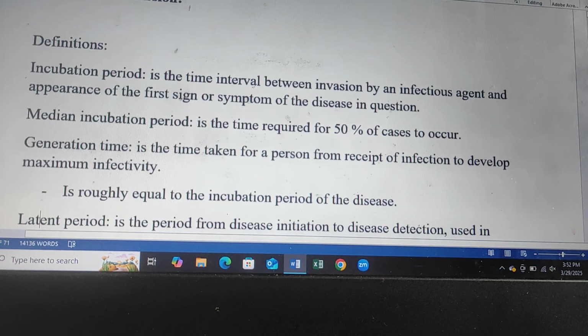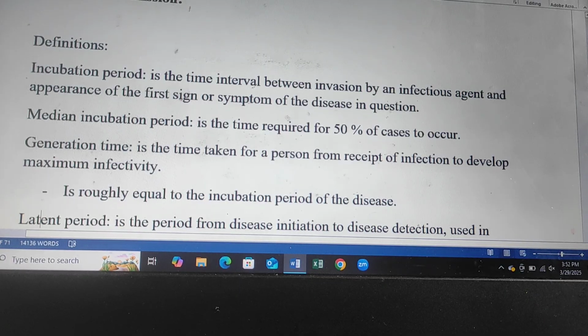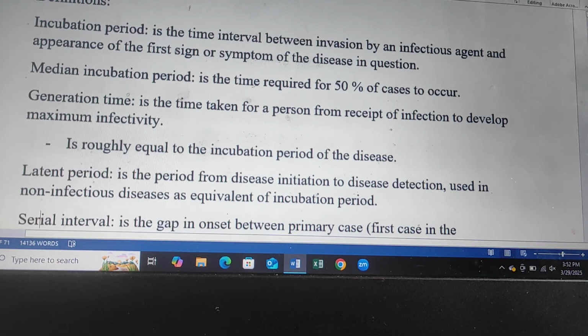Disease transmission definitions. Incubation period is the time interval between invasion by an infectious agent and appearance of the first sign or symptom of disease in question. Median incubation period is the time required for 50% of cases to occur. Generation time is the time taken for a person from receipt of infection to develop maximum infectivity, and is roughly equal to the incubation period of the disease.